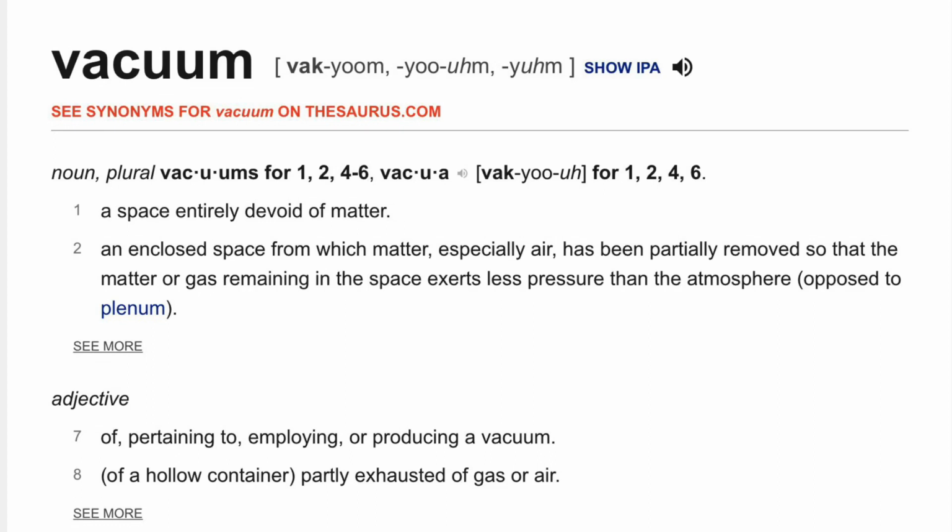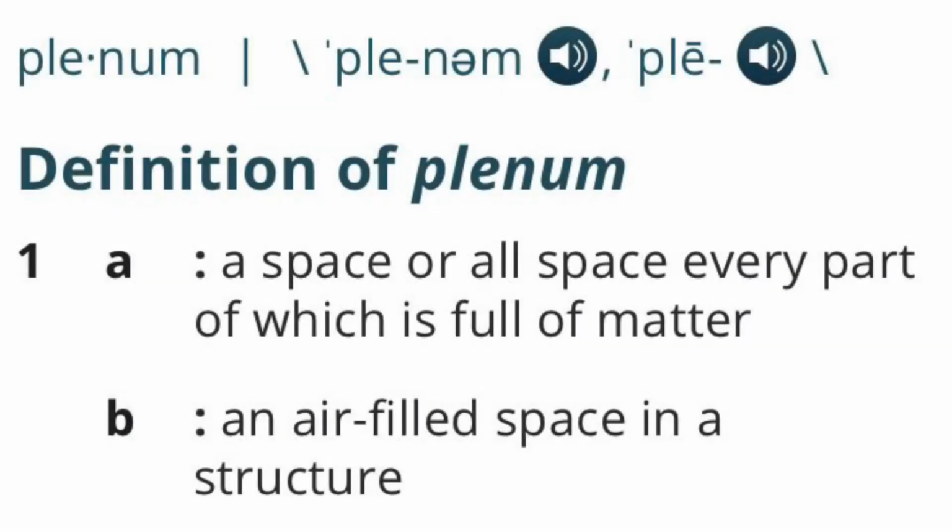Space entirely devoid of matter. An enclosed space from which matter, especially air, there we go, air, has been partially removed so that the matter or gas remaining in the space exerts less pressure than the atmosphere, air, opposed to plenum. Now, what in the world is plenum? Let's see, first time I've seen this word. Well, it says a space or all space, every part of which is full of matter, an air-filled space in the structure. All right, what else?